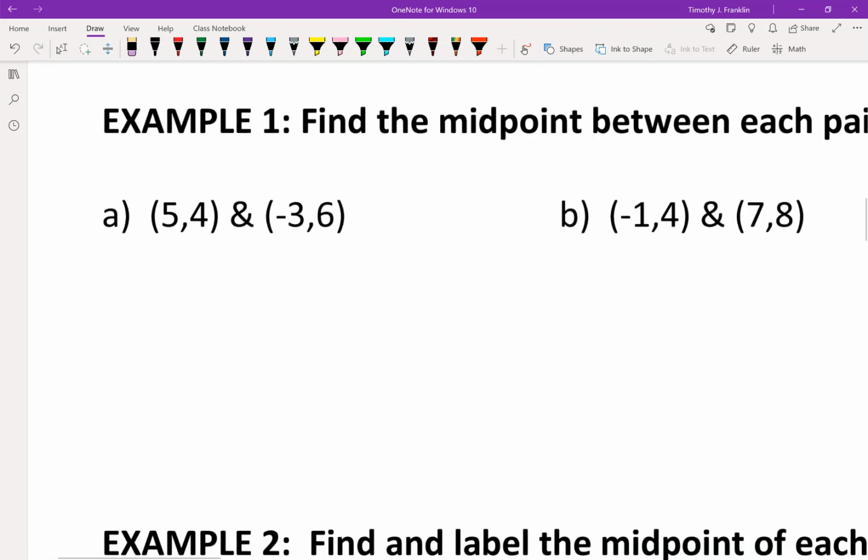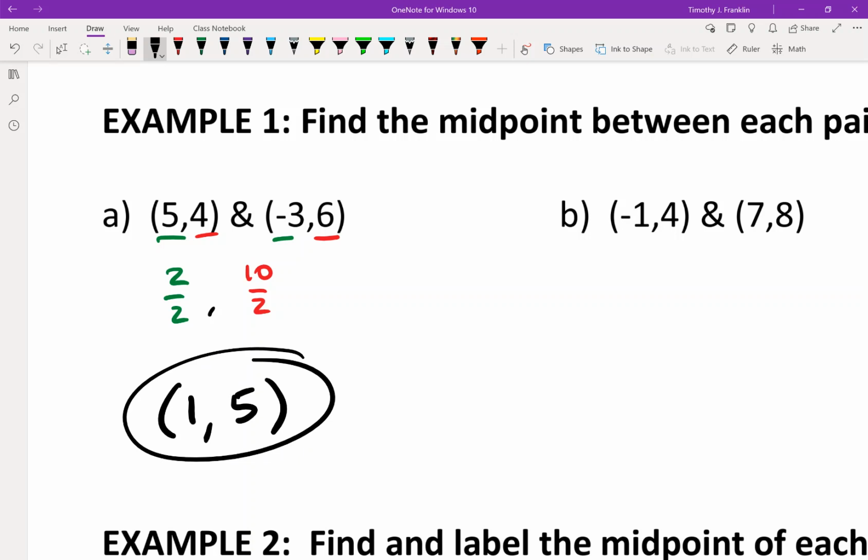So if our line segment was at 5, 4 and negative 3, 6, first we add up the x values. 5 plus negative 3 is 2, and we'll divide by 2. And then we do the y values. 4 plus 6 is 10, divided by 2. Maybe I'll do the x values in, let's say I do them in blue, and the y values in green. So our ordered pair of the midpoint: 2 divided by 2 is 1, 10 divided by 2 is 5.